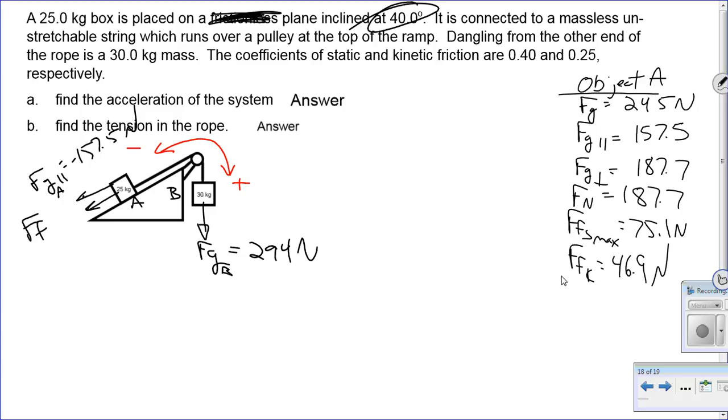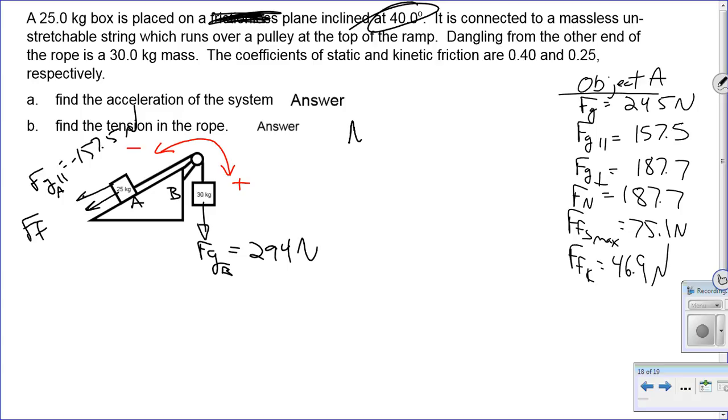All right, so they're placed there at rest. Does it move? What do we need to look at? Friction. What kind of friction? Static. So static friction is 75 newtons at most. Is that enough to prevent the motion? No, because 157 plus 75 is not going to get us to 294, right?